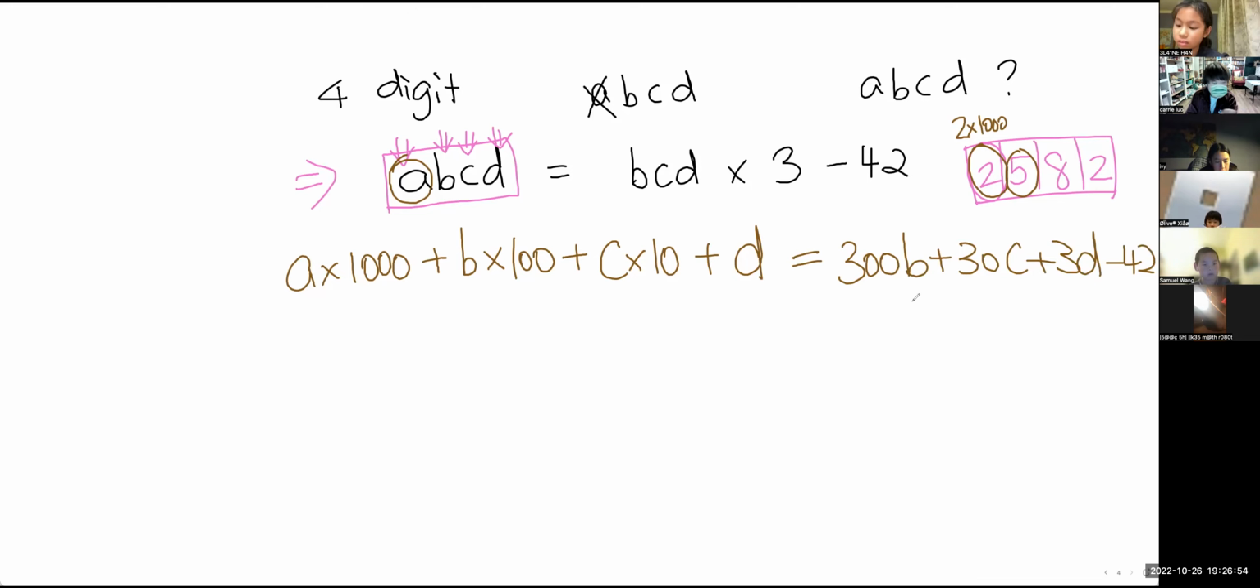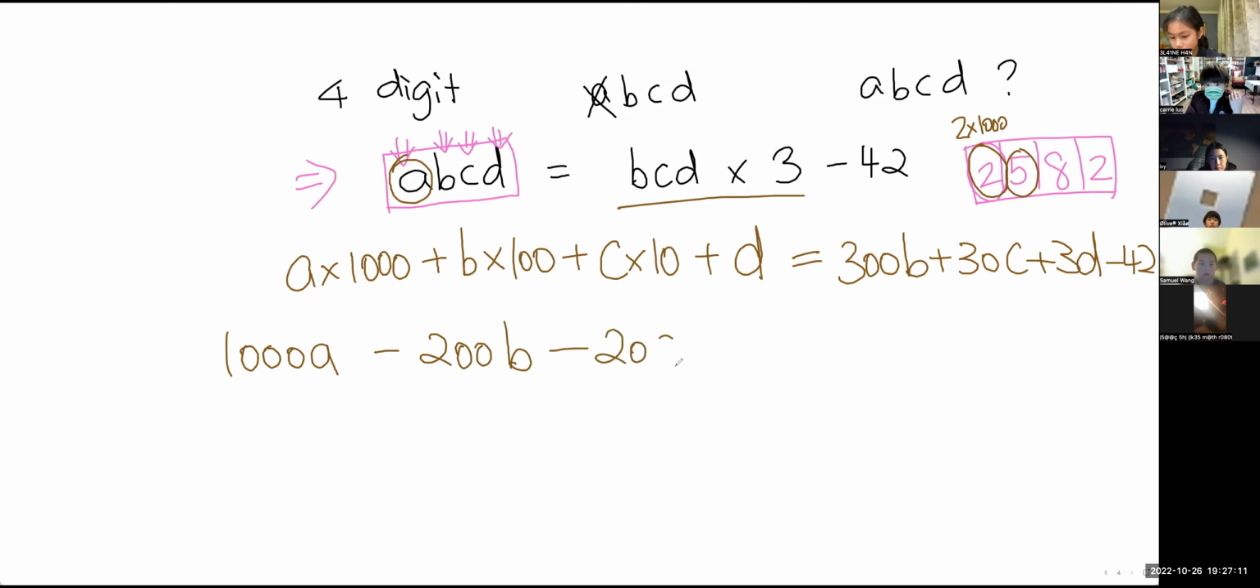Everybody, do you understand what I'm doing over there? I think this class, everybody should understand, right? So now we're moving everything together. So 1000A minus 200B minus 20C minus 2D plus 42 equals 0, correct?